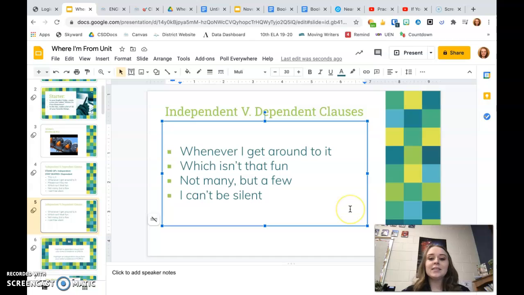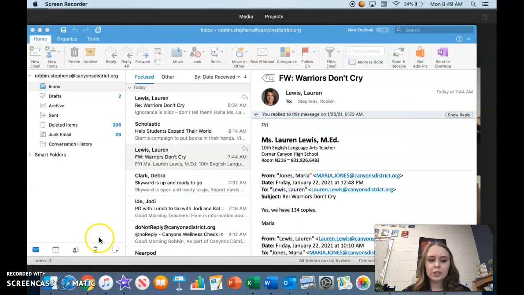And the last one, "I can't be silent." This one is independent because we have a subject, "I," and then "can't be silent," so that's the predicate. "I can't be silent." And that's the only one you read and you're like, that makes sense on its own. So the other three are dependent. This one is independent. So hopefully that clarifies that a little bit if you weren't sure or didn't do as well on that little check-in quiz as you wanted to.